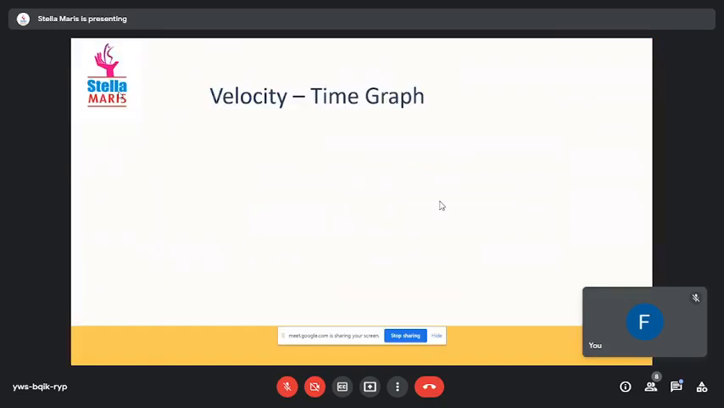Yes, sir. Okay. So, last class we started the velocity time graph, right? In the velocity time graph, velocity is plotted on the y-axis and time on the x-axis. We have seen a number of graphs, so we'll revise them one by one. The first graph, that is the VT graph.